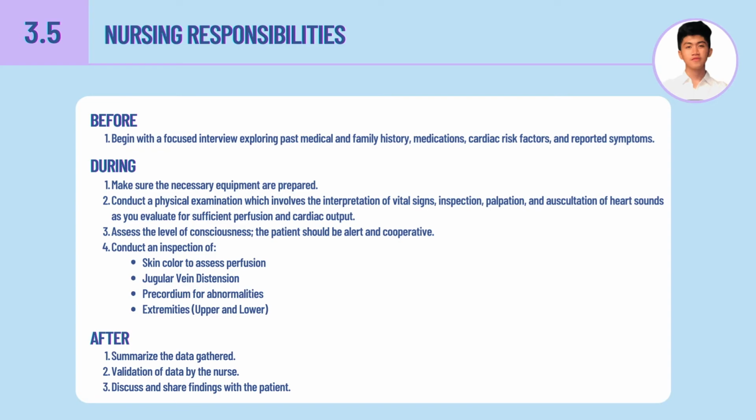Assess the level of consciousness. The patient should be alert and cooperative. And conduct an inspection of the skin color to assess perfusion, jugular vein distension, precordium for abnormalities, and extremities, upper and lower. And lastly, in the after, summarize the data gathered, validation of data by the nurse, and then discuss and share findings with the patients.